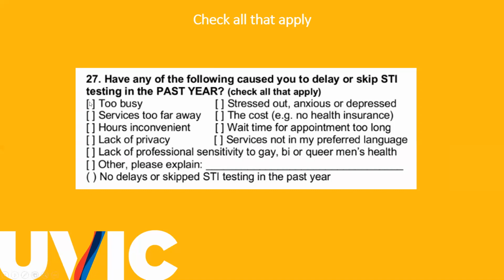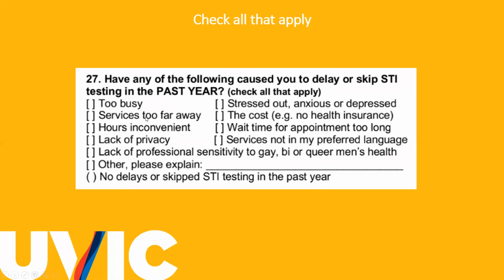So they could say they were too busy, they were stressed out, their hours were inconvenient. Those are the things that contributed. And so they allow them to select multiple options. So that's called a check all that apply question. One problem with the check all that apply question is if, for instance, they don't click that no delays or skipped STI testing in the past year, and they don't select any, you don't know if just nothing applied or if they just missed the question.